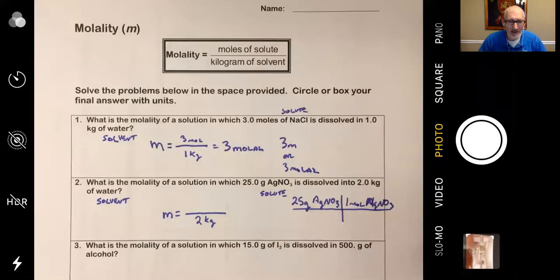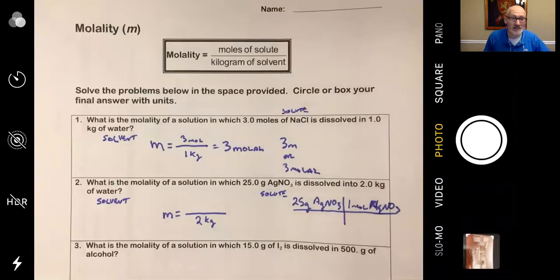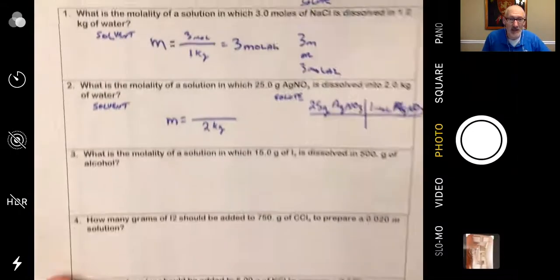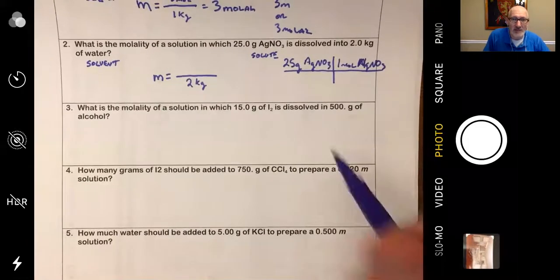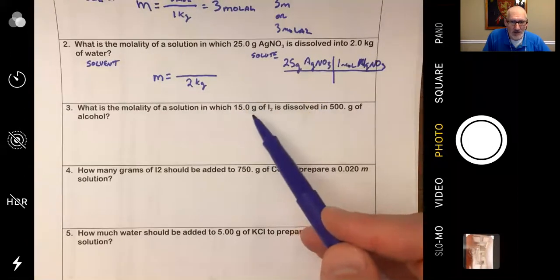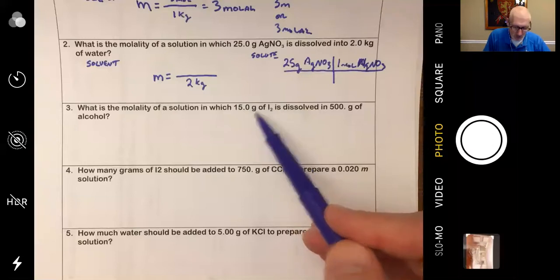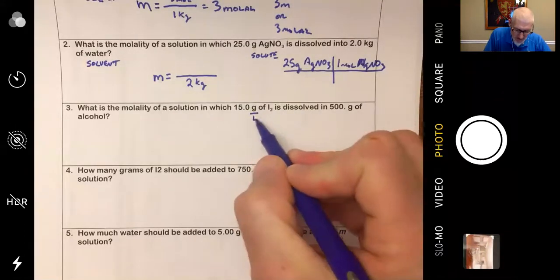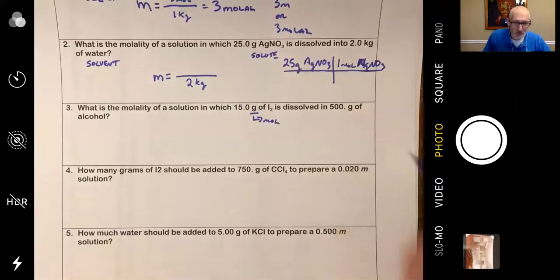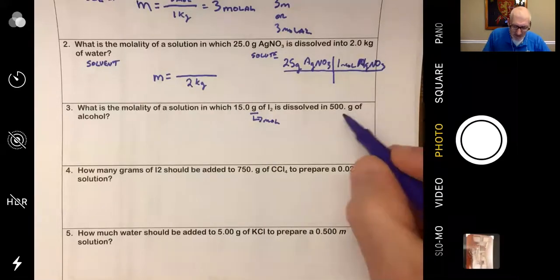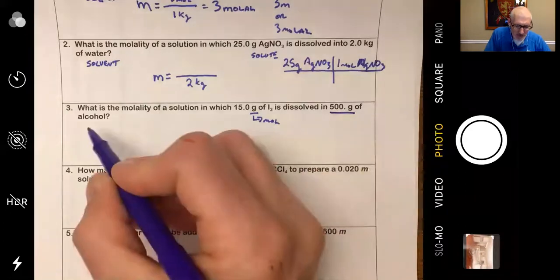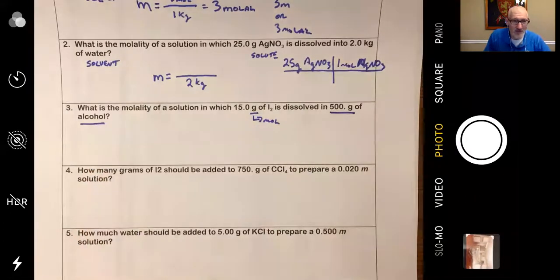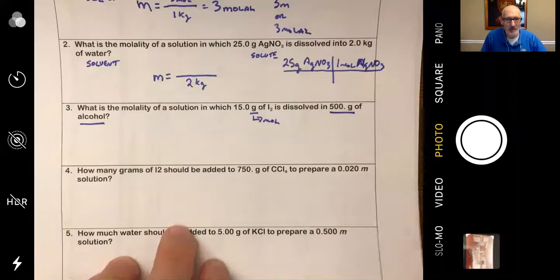Okay, so at this point, I'm going to leave the rest of this to you guys because I want to go into the second sheet. But I do want to highlight one thing. If you look at some of these problems where I give you grams of a solute, make sure that you convert those grams into moles, and you do that properly. One thing that's tricky here is if I'm dissolving it into 500 grams of alcohol, so the solvent in this case is not water, it's alcohol.